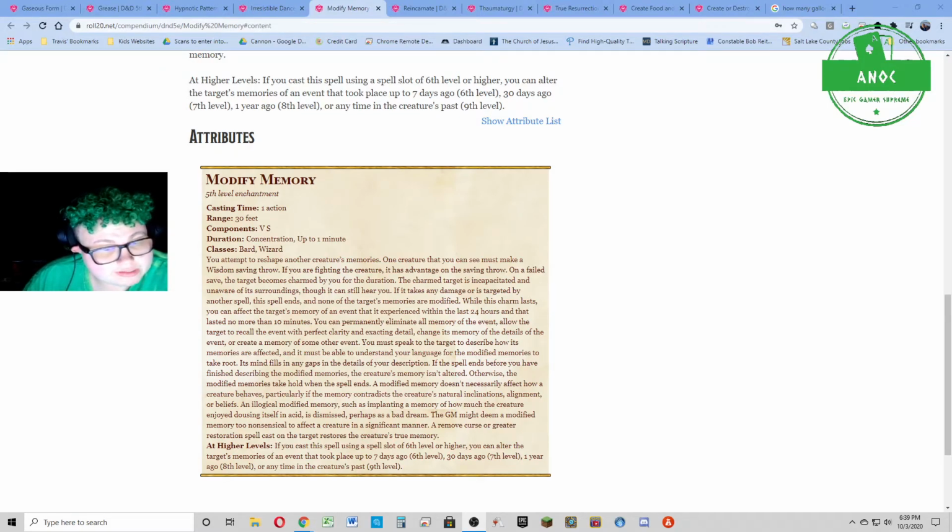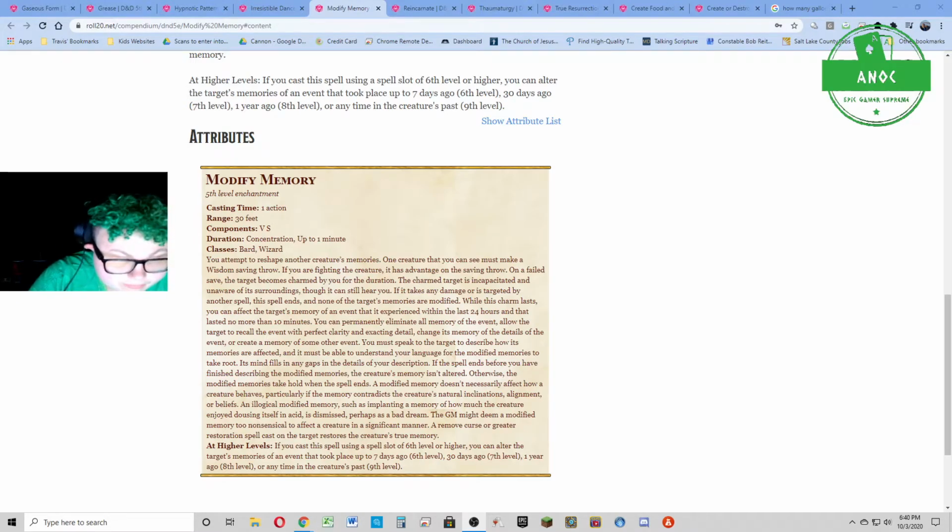A modified memory doesn't necessarily affect how the creature behaves, particularly if the memory contradicts the creature's natural inclinations, alignment, or beliefs. An illogical modified memory, such as implanting a memory of how the creature enjoyed dousing itself in acid, is dismissed, perhaps as a bad dream. The DM or GM might deem a modified memory too nonsensical to affect a creature in a significant manner. A remove curse or greater restoration spell cast on the target restores the creature's true memory.